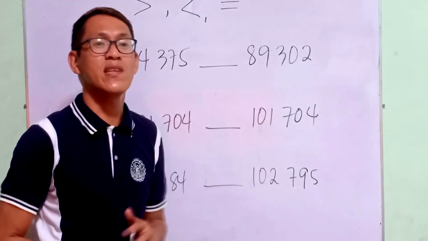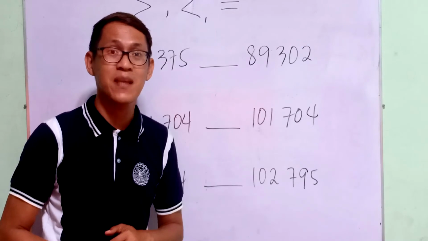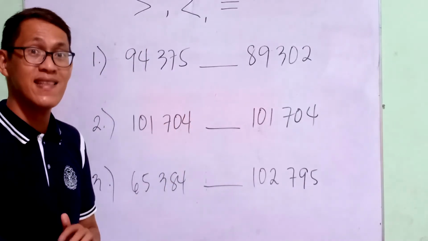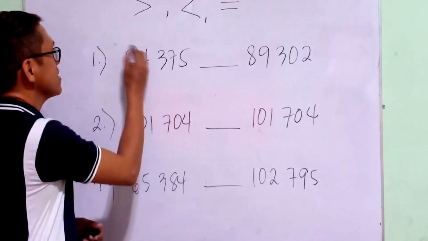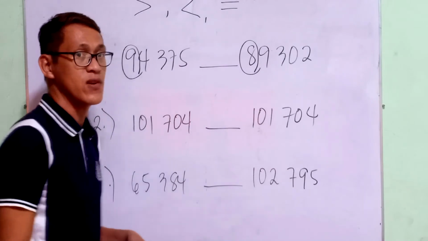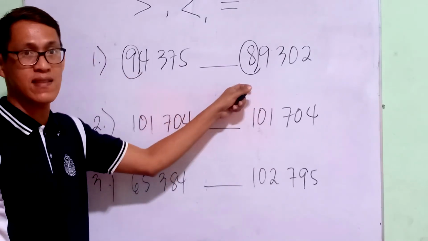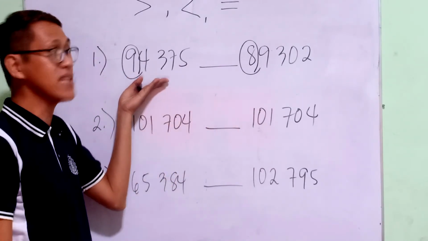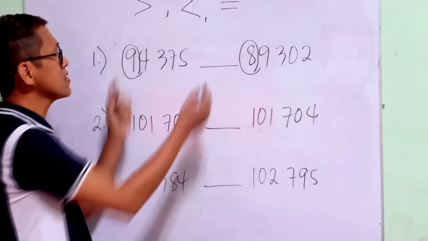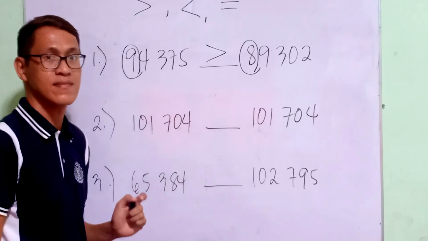So again, we need to compare the digits in the highest place value. And what's the highest place value here? It's 10 thousands. So 9 is in the 10 thousands place, and so is the 8 here. So if you compare, 9 is bigger than 8, meaning this number is greater than this number. So we will use the symbol greater than.